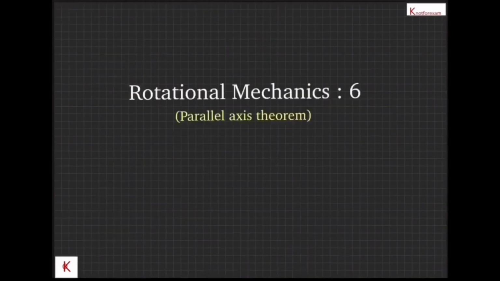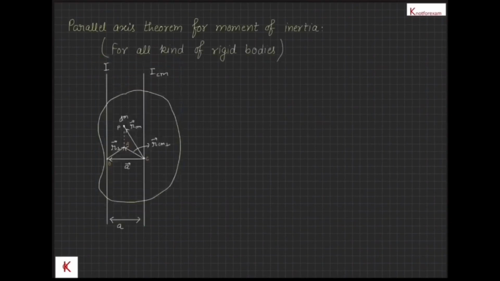And we are going to discuss the parallel axis theorem. The parallel axis theorem for moment of inertia is for all kinds of rigid bodies. This theorem states that the moments of inertia about two parallel axes, one of which is passing through the center of mass, are related as I is equal to ICM plus ma square, where ICM is the moment of inertia about the axis passing through the center of mass and I is the moment of inertia about a parallel axis at a distance a from the center of mass axis.